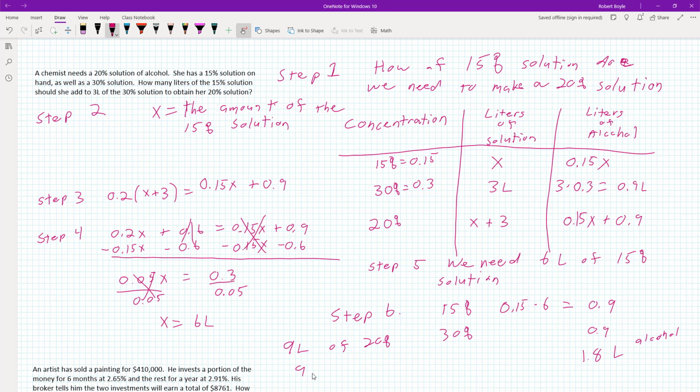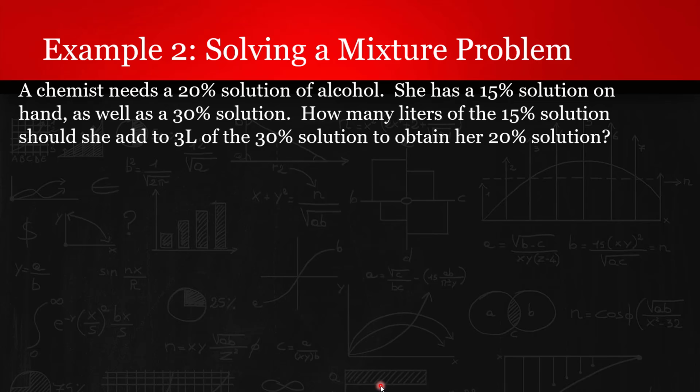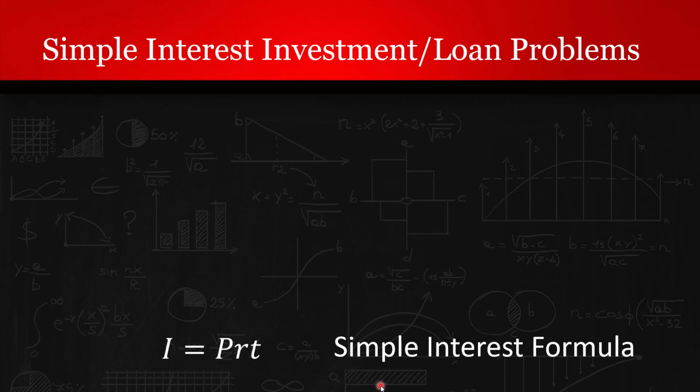And 9 times 0.2 is equal to 1.8 liters. So everything seems to check out. Awesome. Okay, and this moves us on to our third class of problems, which has to do with simple interest and investment.